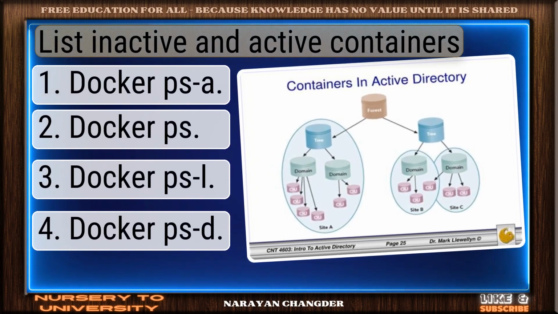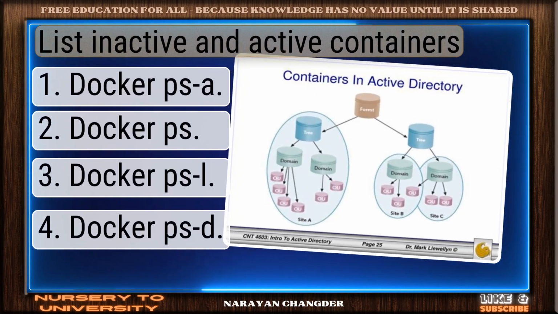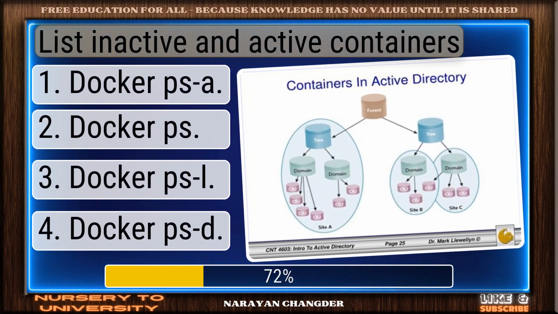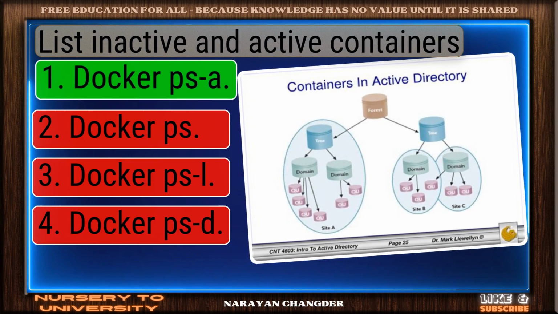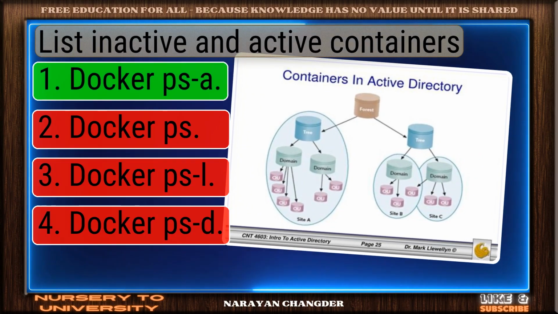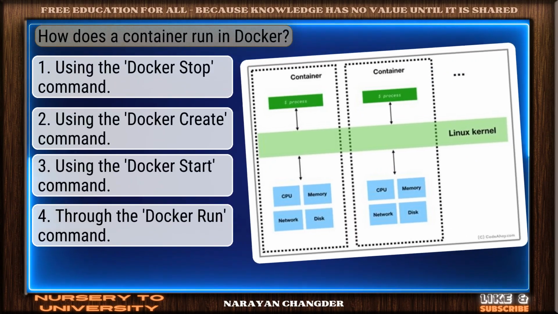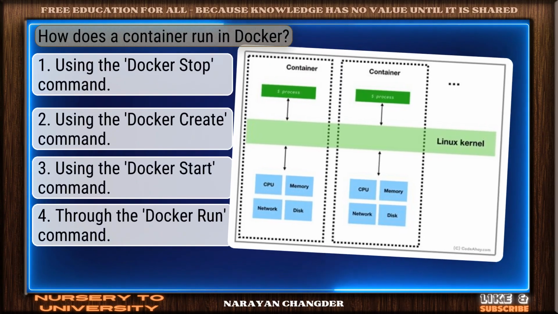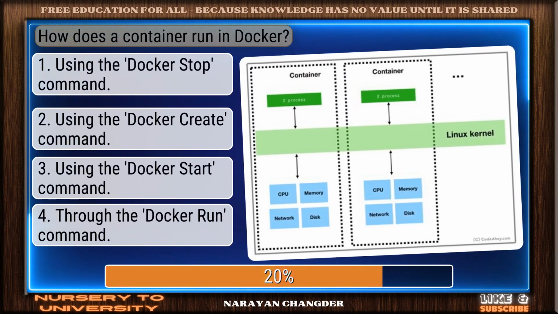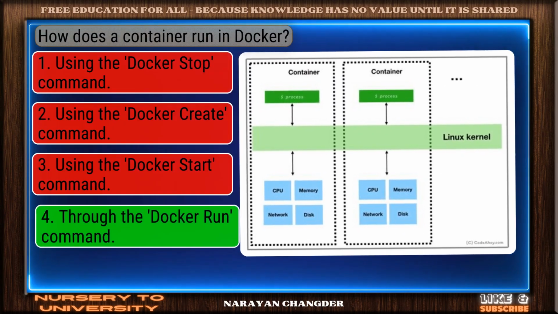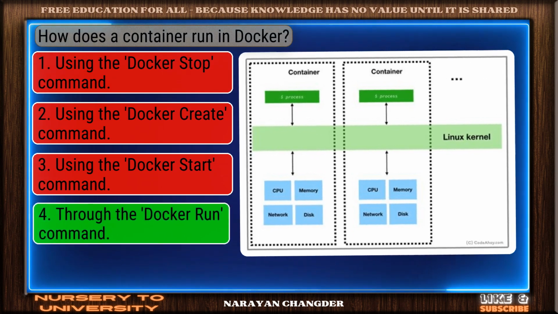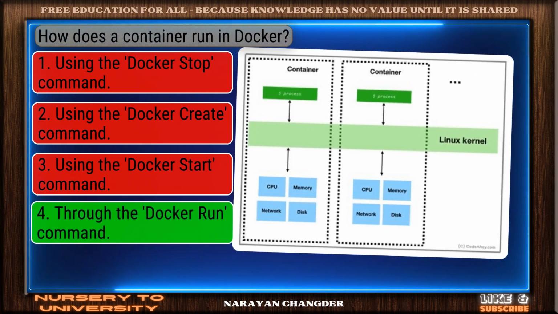Question number 21. List inactive and active containers. Correct response. docker ps -a is the most accurate answer. Question number 22. How does a container run in Docker? Excellent. Through the docker run command is a brilliant choice.